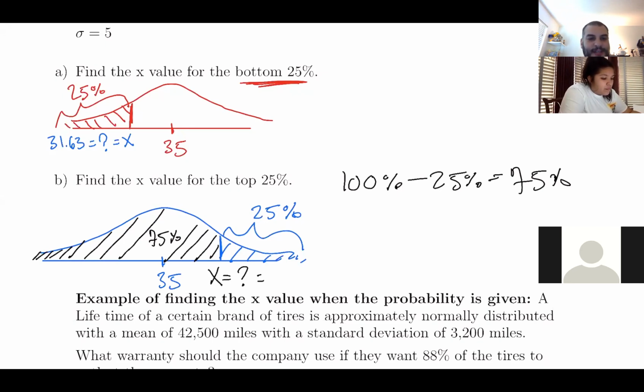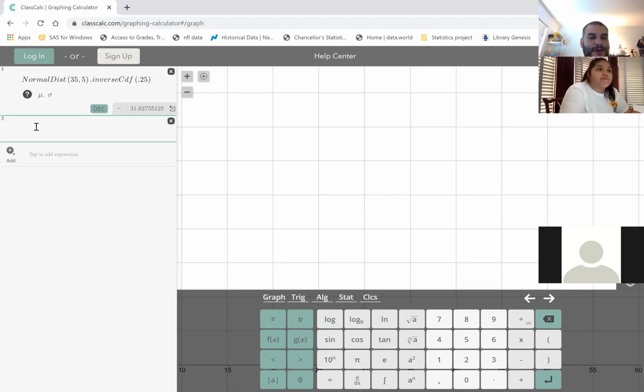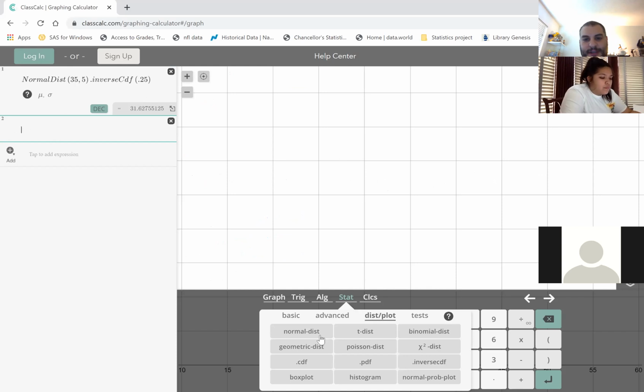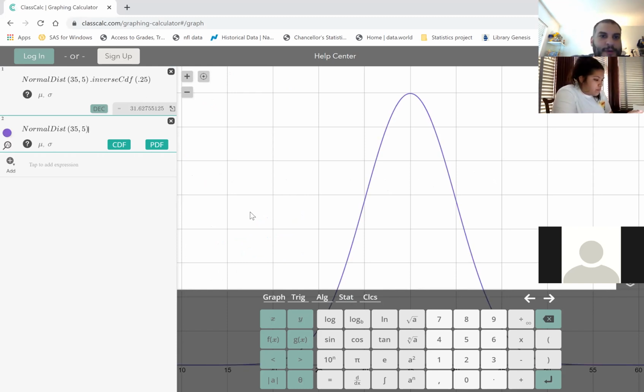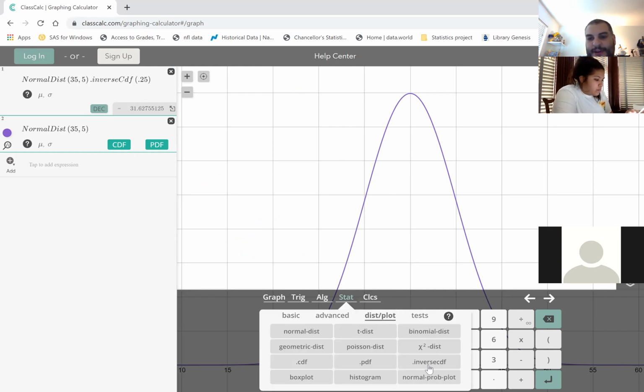Okay, so I'm going to switch over to Class Calc. Class Calc, here we go. All right, so I'm going to do this all over again. Even though I already have this information here and can just change it, I want you to get comfortable with doing it. So we're going to say stats, distribution, normal distribution. We say the mean is 35, standard deviation is 5. We don't want to find the probability, we want to find the x value, so that's why we're going to do inverse CDF.